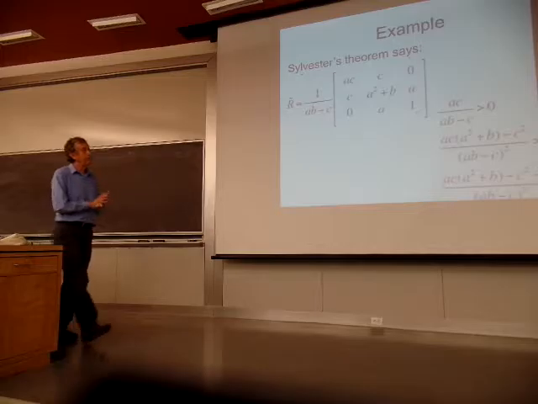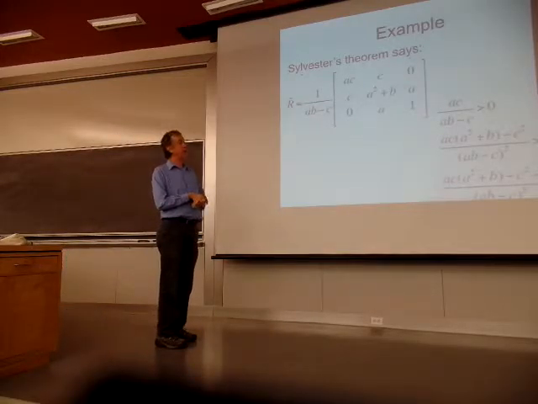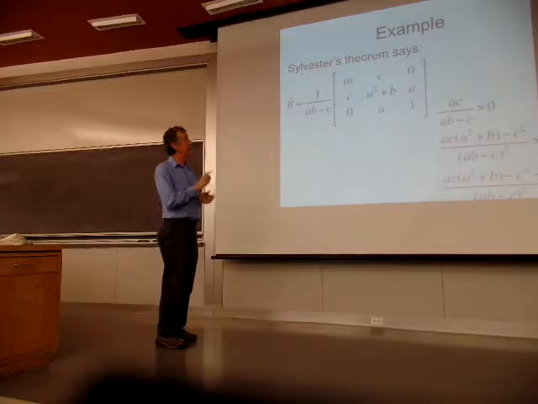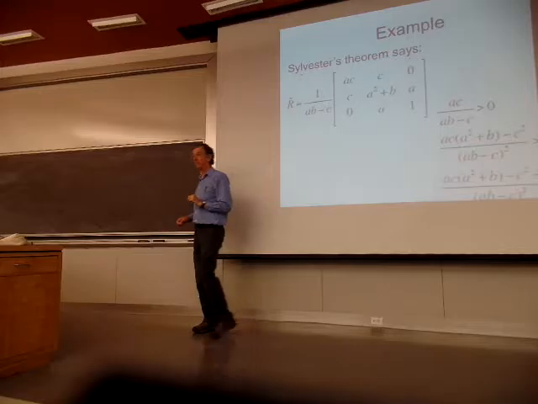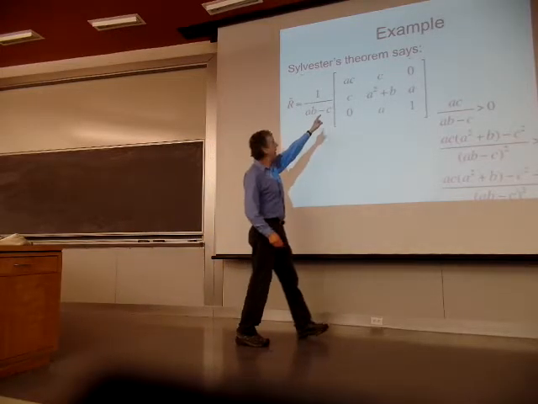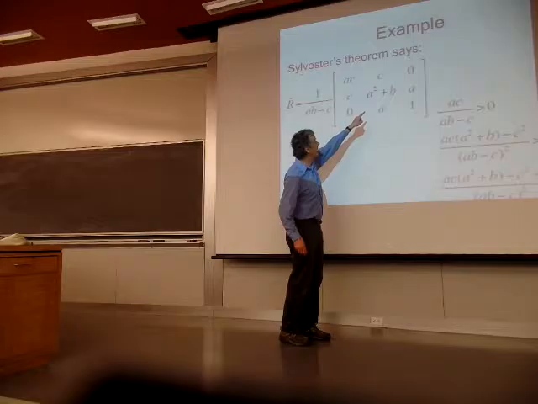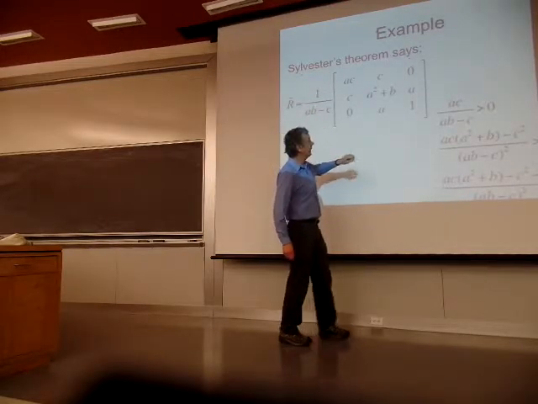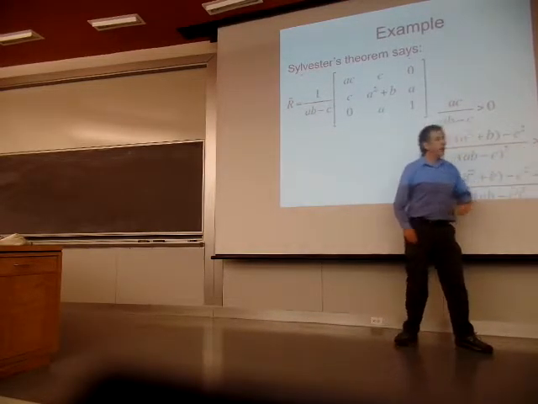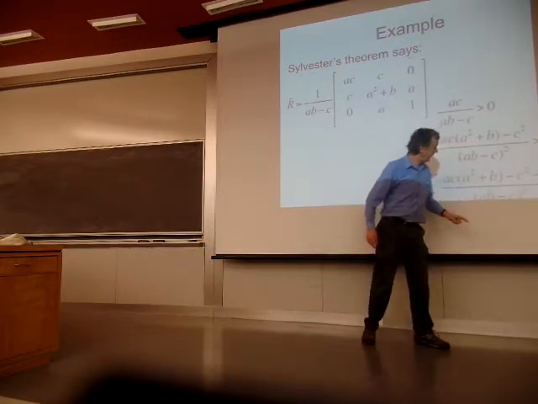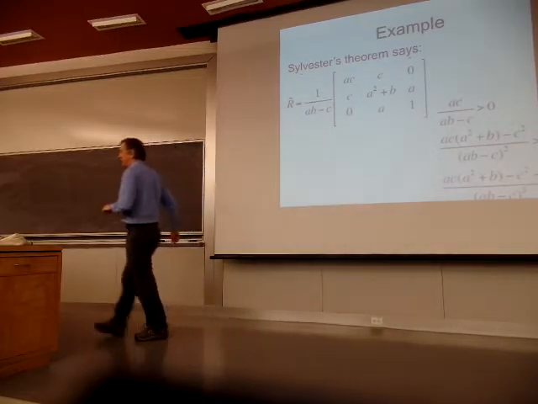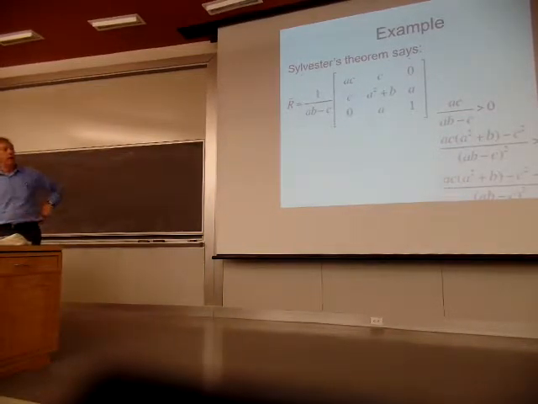Now, I want to use Sylvester's theorem to check on positive definiteness. It says the first coefficient, AC over AD minus C, must be positive. The next determinant, A squared plus B over AB minus C, must be greater than 0. Then that full matrix determinant must be greater than 0, and my projector is cutting that off. So Sylvester's theorem, to prove that R is positive definite, must satisfy all of those things.